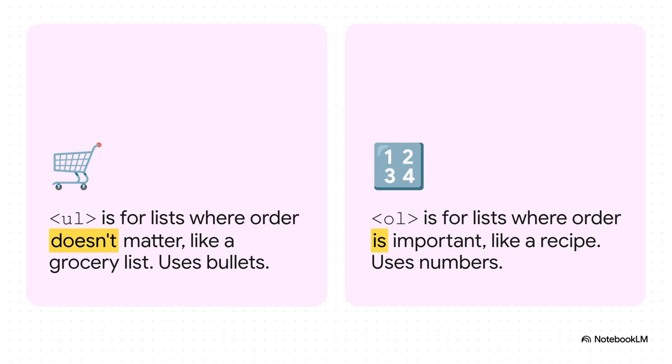What if you need to group a bunch of related items together? Well, HTML has you covered with lists. It's really simple. If the order doesn't matter at all, think of a grocery list, right? Milk, eggs, bread, doesn't matter what order you buy them in, you use an unordered list, or UL. That gives you plain old bullet points. But if the order is absolutely critical, like the steps in a recipe, you use an ordered list, or OL, and that gives you a nice, neat, numbered sequence.